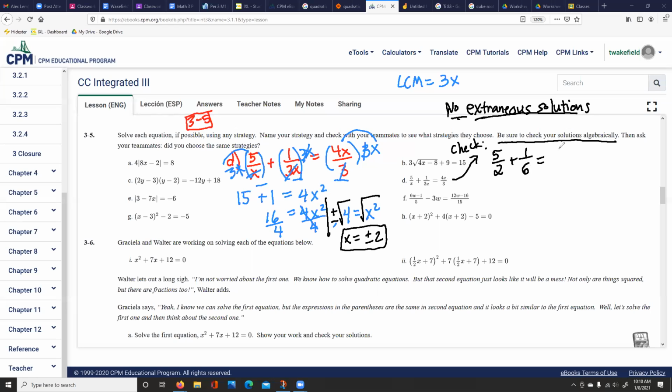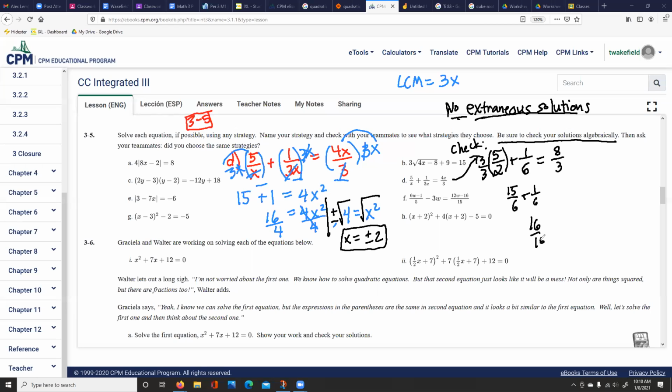Equals 4 times 2, which is 8 thirds, right? 4 times 2 right here is 8 thirds. So we want to make sure that works. I need a common denominator here. So I need to multiply this by 3 over 3 to make it 15/6 plus 1/6 is 16/6.